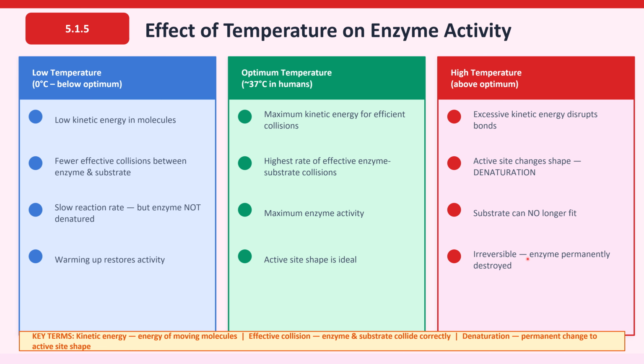What happens when we go above the optimum? This is the danger zone. The excessive kinetic energy begins to disrupt the bonds that hold the enzyme's 3D shape together. The active site changes shape and we call this denaturation. Because the shape has changed, the substrate can no longer fit. Denaturation is irreversible. Unlike the cold stage, cooling down a denatured enzyme won't fix it, it's permanently destroyed.